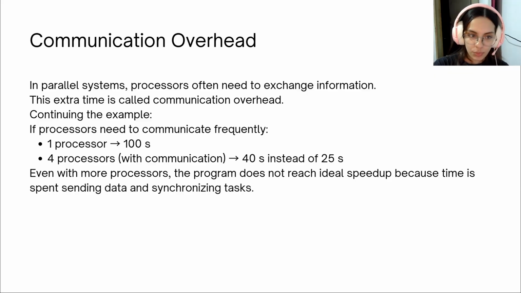Continuing the previous example, we have one processor with 100 seconds and 4 processors with communication taking 40 seconds instead of 25, because the processors need to communicate frequently. So the execution time might become 40 seconds instead of 25. This happens because part of the execution time is spent transferring data and coordinating tasks between processors.